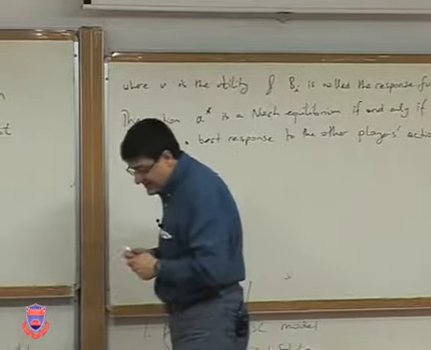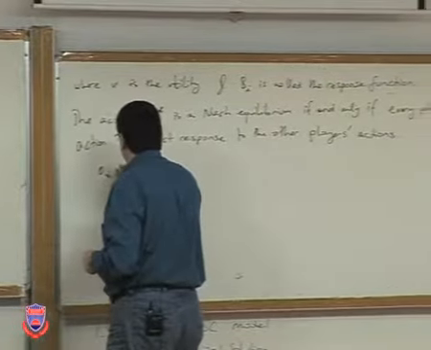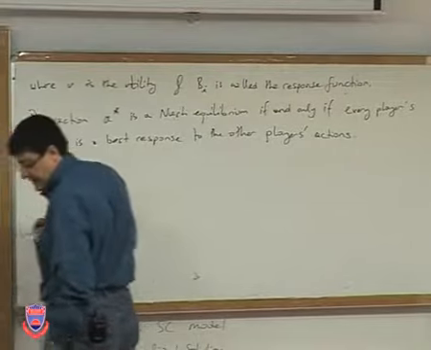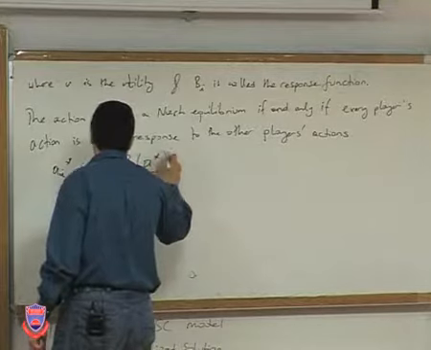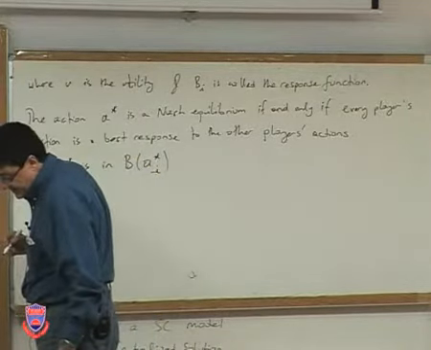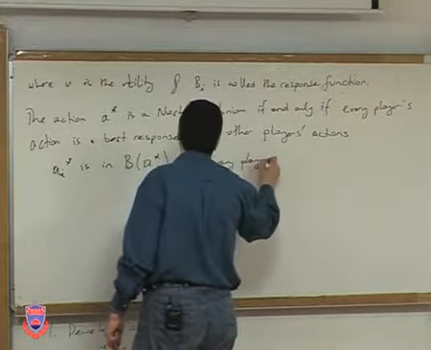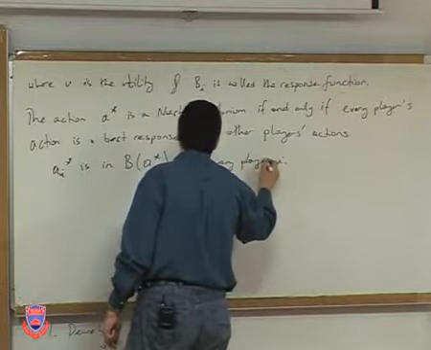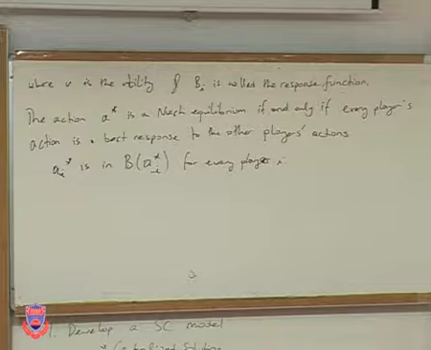So if I write this clearly, Ai star is in B of A minus i star for every player i. Note that this notation allows for the possibility of having different actions as a good response to a given set of actions. In other words, we might have more than one solution, of course.